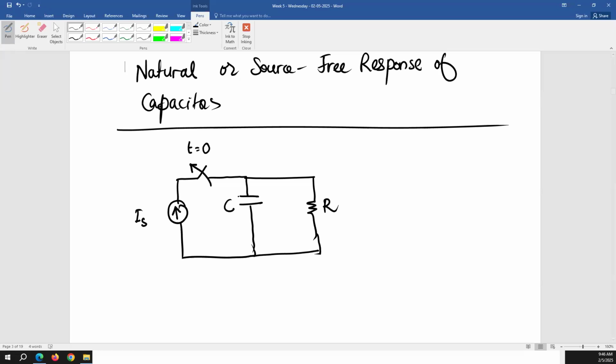Now, since capacitor, resistor, and source, all of them in this case are parallel to each other, we assume that the voltage across the capacitor is simply V. You can call it V, you can call it VC, whatever you want to call it.